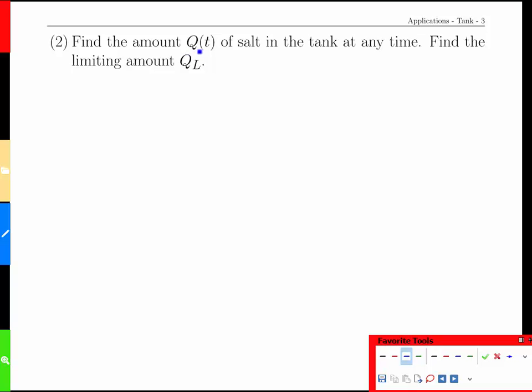Our next goal is to find a formula for the amount of salt in the tank at any time. Well, that is exactly what we define as the solution to the differential equation. We have our differential equation, dQ/dt. Let's write it as fractions because the rest of it's in fractions: 1/4 r minus r over 100 Q, and see if we can solve that.